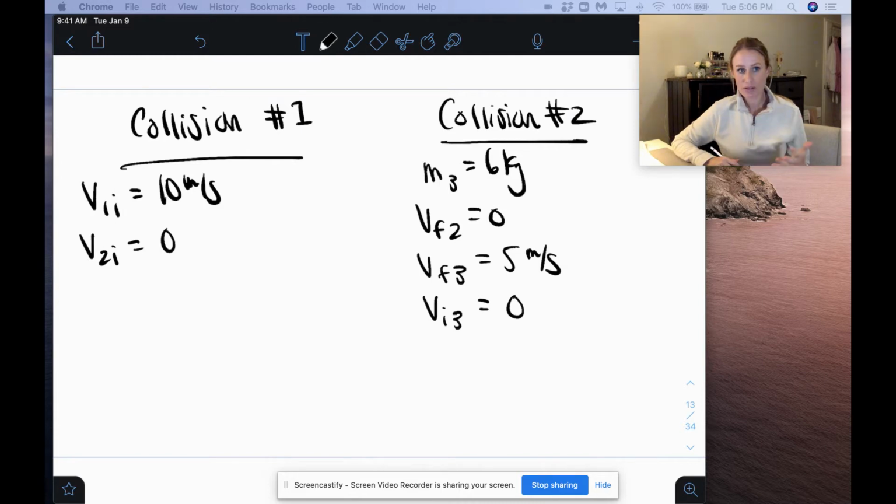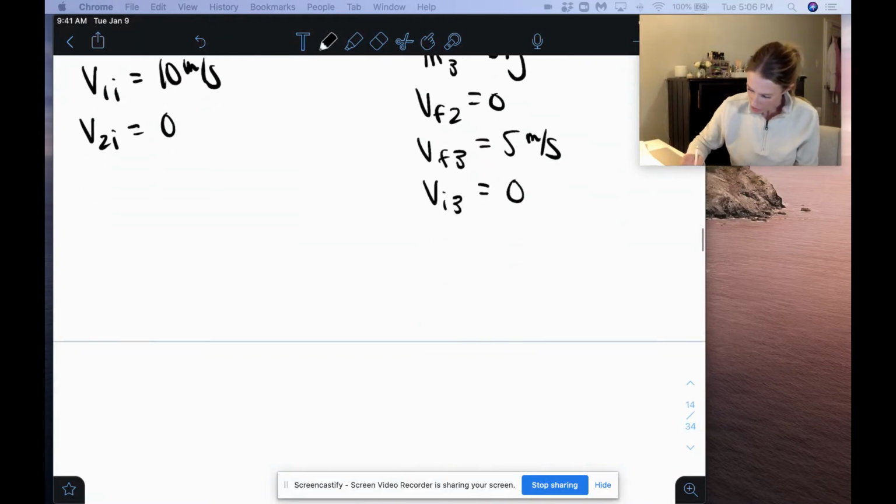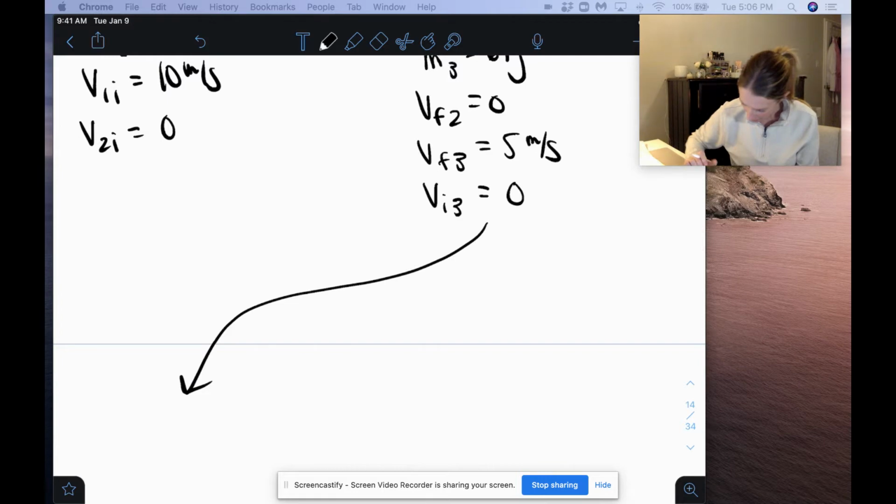The other thing that we know is that since we have two collisions that happen in succession, the final velocity of block 2 will then be the initial velocity for collision number 2, because block 2 then goes on to collide with block 3. So once we get the initial velocity for block 2 for collision number 2, we can then use that in collision number 1. So we're going to start here.